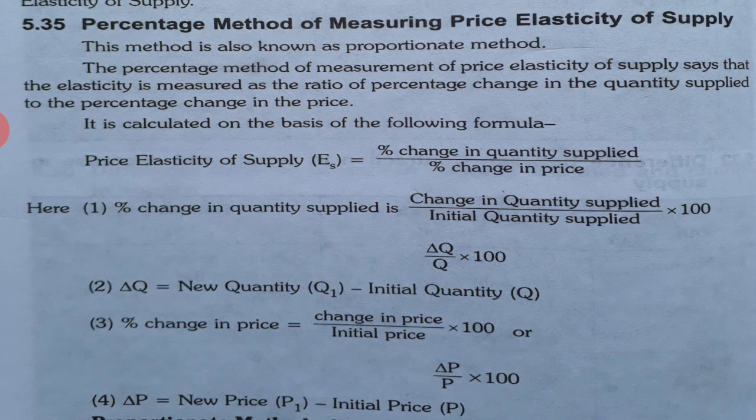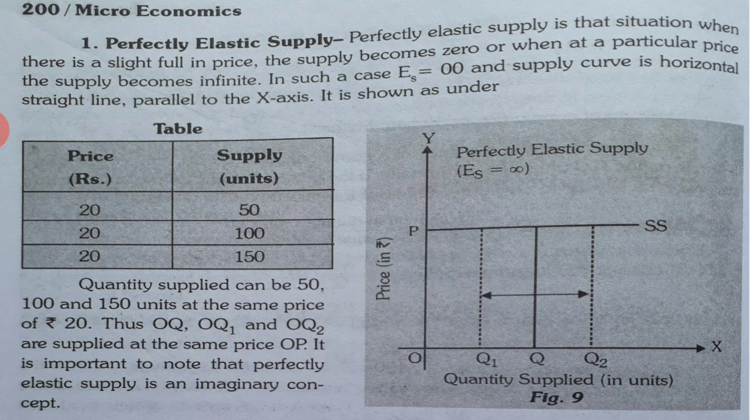Okay, so we can draw a formula for this. Delta Q upon delta P multiply P upon Q. So by using this formula, we can find out price elasticity of supply. So this is percentage method, or we can say proportionate method also. These two are same.